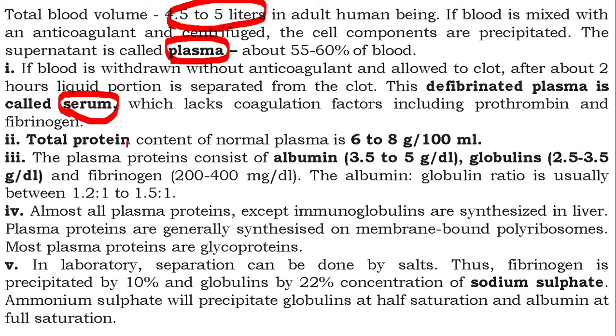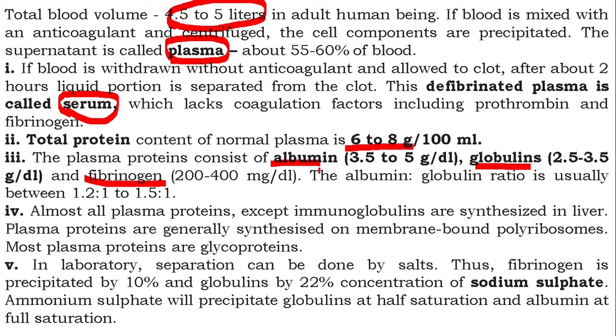And total protein content is 6 to 8 gram in 100 ml of blood. So if your blood is 5 liters, then how much is the total grams of protein? You try to calculate. It mainly consists of albumins and globulins. Of course, fibrinogen also is there. These are the major proteins in the blood. Of course, there are some other proteins in smaller quantities also.